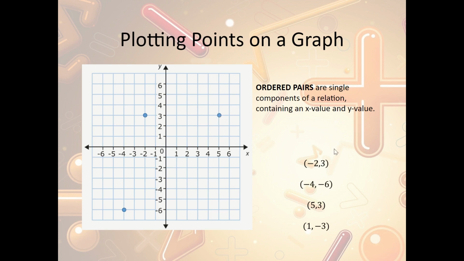And there's that point. And lastly, I have 1, -3, so x is 1, so I'm going to go find 1 on the x-axis, which is here, and -3 on the y-axis, which is here. And I plot that point, and now I have plotted all 4 of these ordered pairs.